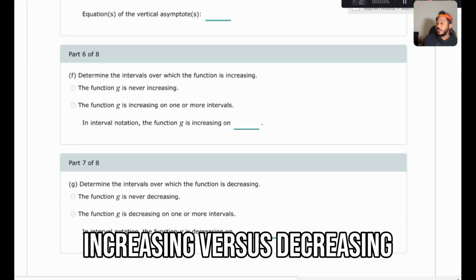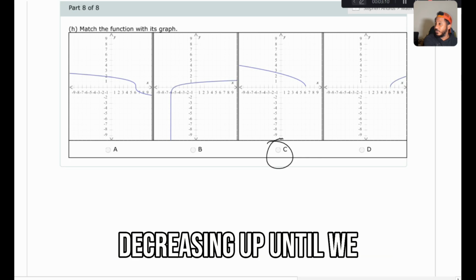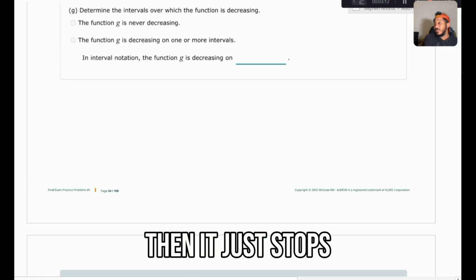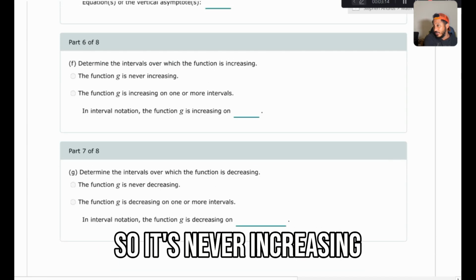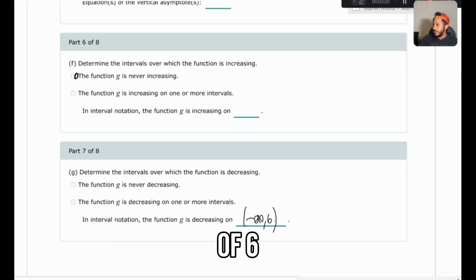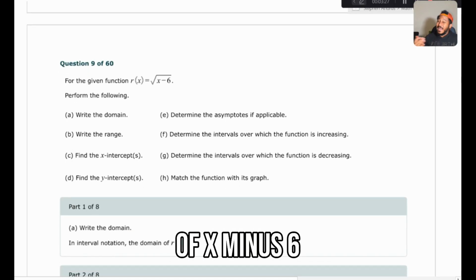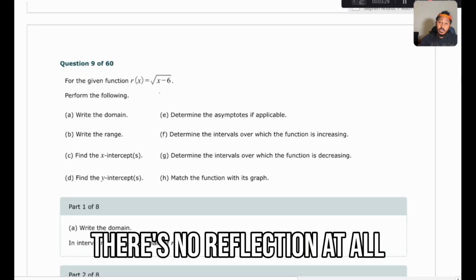Where's the function increasing versus decreasing, right? So here, this function is continuously decreasing up until we get to the x value 6, then it just stops, right? So it's never increasing, but it's decreasing from negative infinity up to the x value of 6. And of course, that's the graph we have. Then you get to this one, which is a little bit different, right? So the square root of x minus 6. This one just shifted to the right 6. There's no reflection at all, okay?